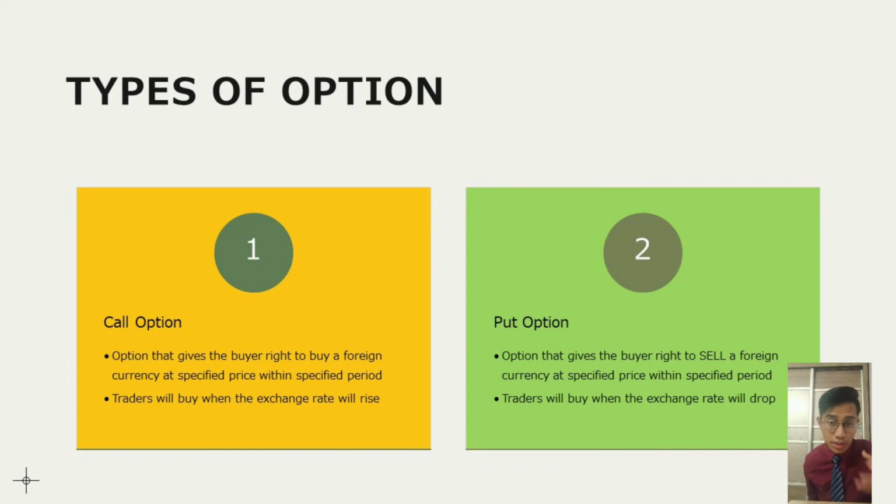The call option gives the buyer the right to buy a foreign currency at a specific price within a specific period, and traders will usually buy it when the exchange rate is expected to rise. The put option gives the buyer the right to sell the foreign currency at a specific price within a specific period, and usually under the put option, traders will buy when the exchange rate is expected to fall.